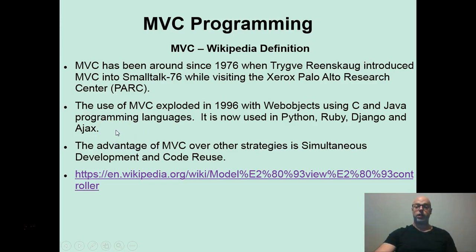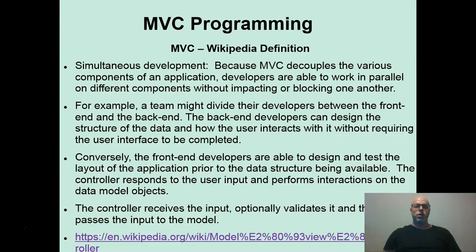The advantage of MVC over other strategies is simultaneous development and code reuse. So for example, you develop a view for a particular model, but you could probably use it for a different model. So instead of students, you can use the same view for a Pokemon database, for a book database. So you can reuse the code with very little modification. So simultaneous development is awesome.